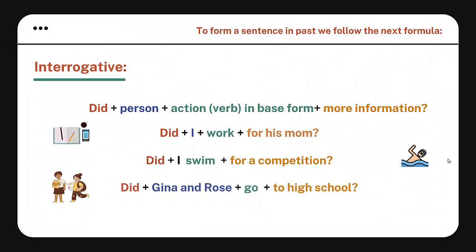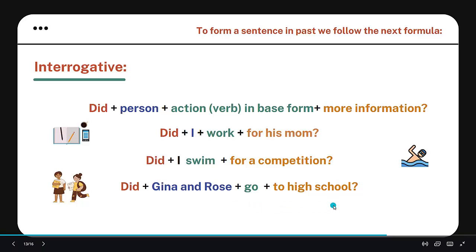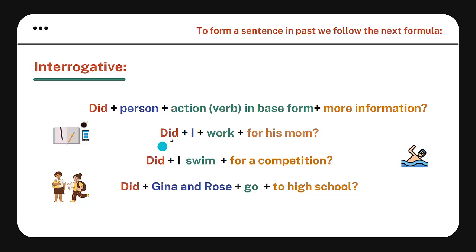And what happened with the interrogative? Well, with the interrogative, we write the auxiliary verb did at the beginning, plus the person, plus our action or verb in base form, plus more information. Don't forget to add the question mark. Then we have, did I work for his mom? Did I swim for a competition? Did Gina and Rose go to high school? Then again, we are writing the auxiliary verb in past, but our verb stays in base form. And if you see, it's pretty simple.